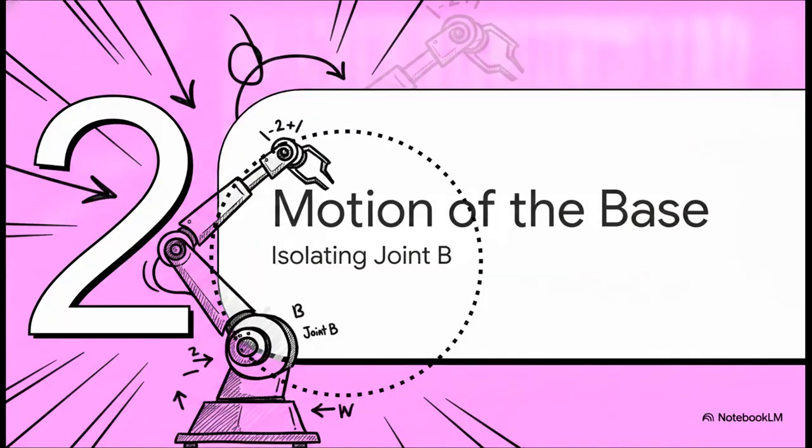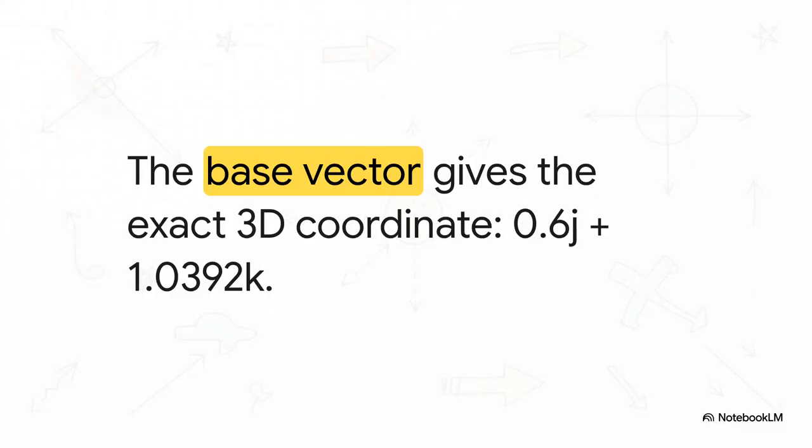Moving right along to the first phase of our plan. Part 2, motion of the base. Let's isolate the movement of the base and joint B. So let's freeze the rest of the arm and just look at the bottom piece. First things first, we need to know exactly where joint B is in 3D space. We're going to call this the base vector, RB.